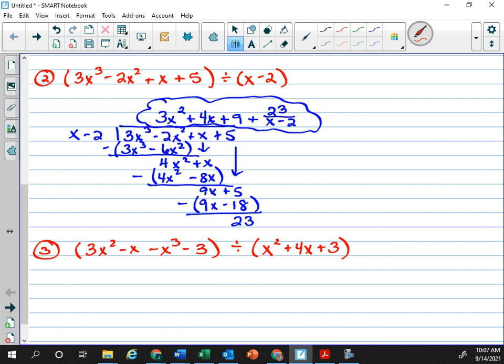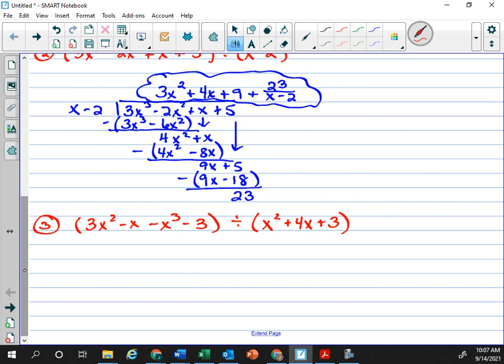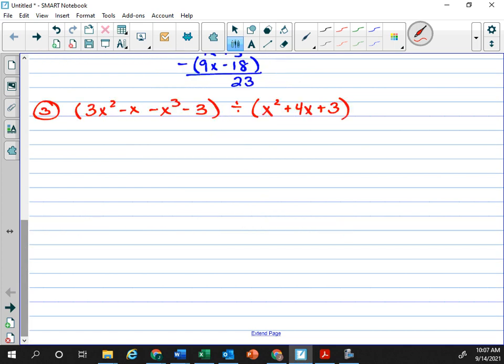What do you need to be aware of on this one? Yeah, that first polynomial is not in order, right? It's not in your standard form. So make sure when you do the division, you reorder that and be careful with your signs when you do that. So again, I'll give you a second to work on that. You will have a remainder on this one.